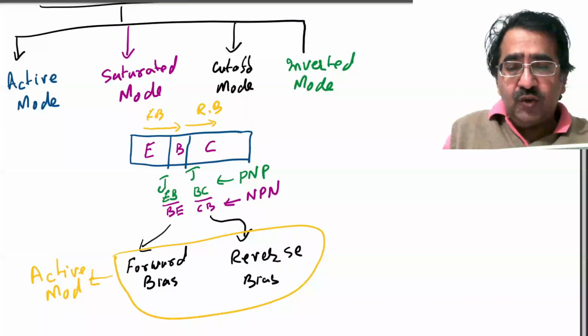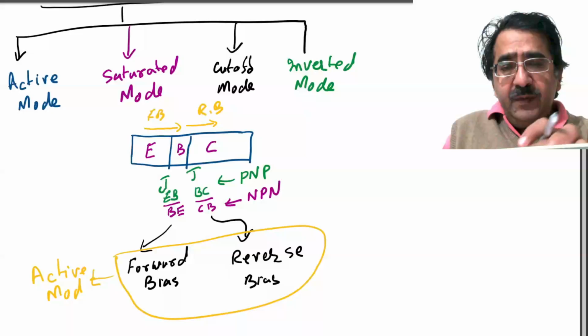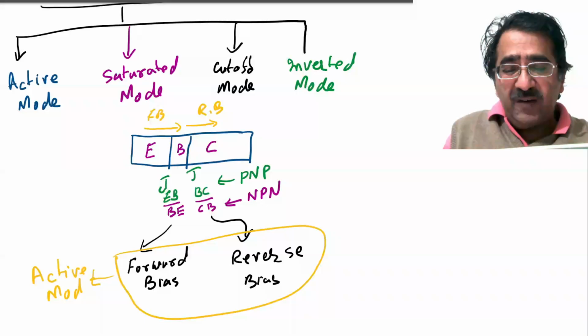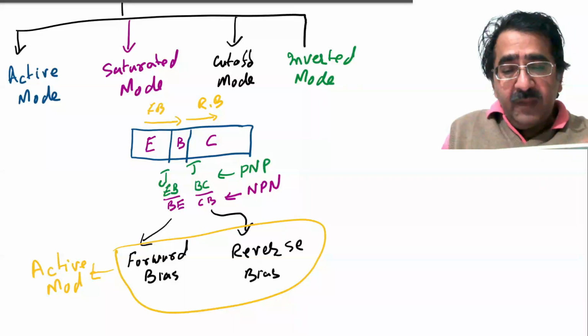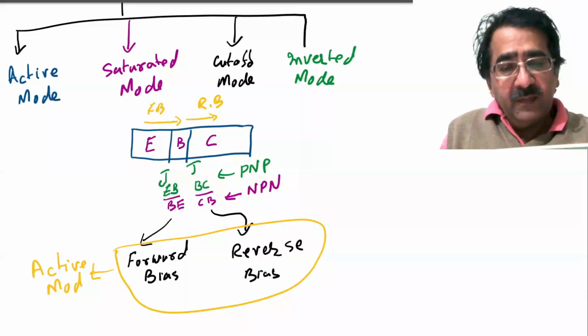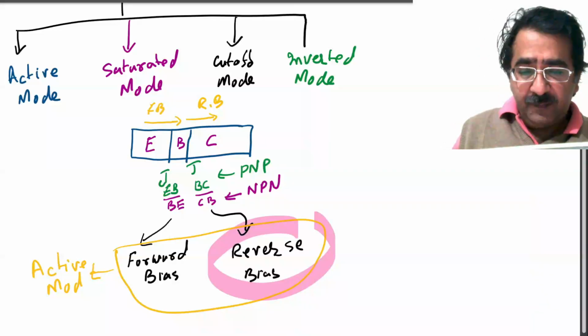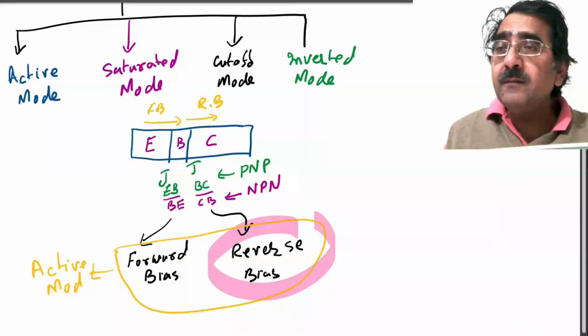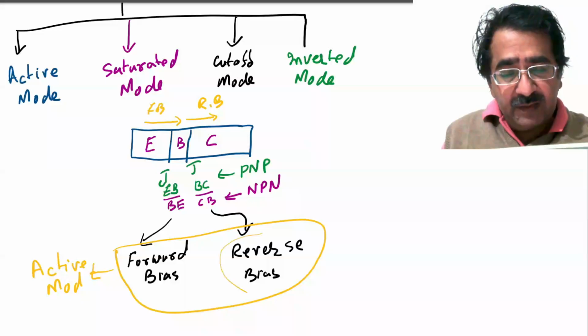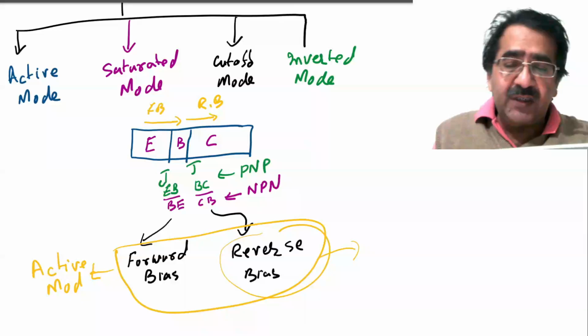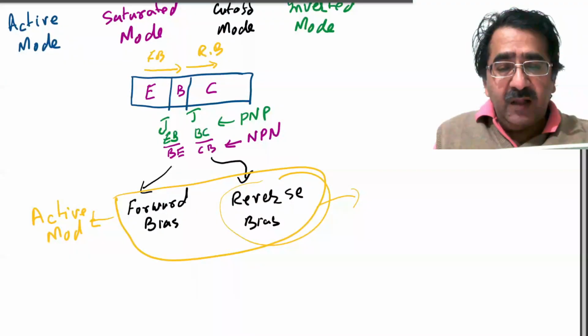What about the saturated mode? In active mode, the base and collector junction is reverse biased. But if I invert this reverse bias, if I change the polarity of this, this also becomes a forward bias.